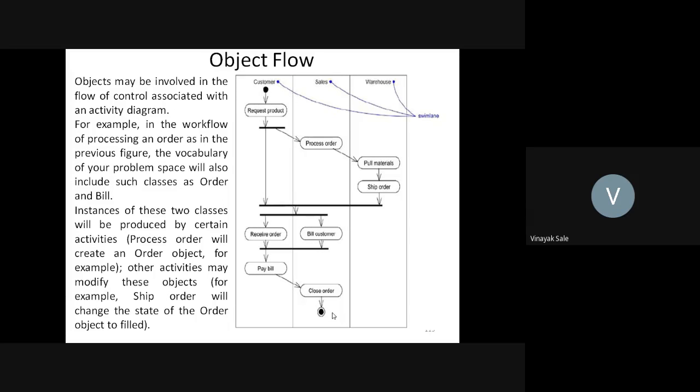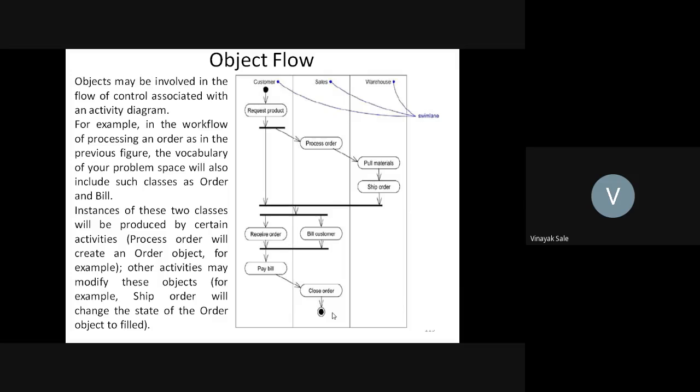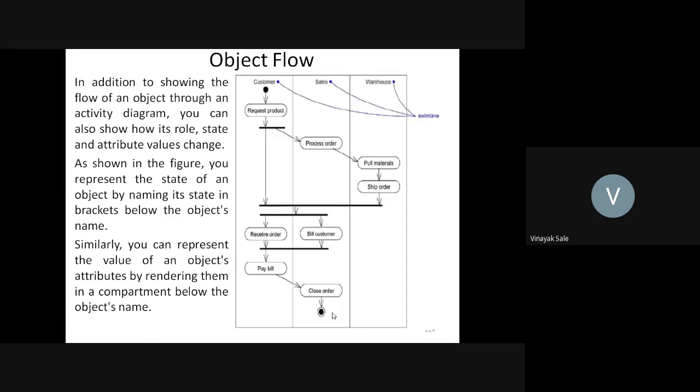So objects may be involved in the one flow of control associated with an activity diagram. For example, in the workflow of processing an order, as in the previous figure, your problem space will include classes such as order and bill. See in this figure, order and bill. Instances of these two classes would be processed by certain activities, and other activities may modify objects. So in addition to showing the flow of objects through an activity diagram, you can also show how role, state and attribute values change. As shown in the figure, you represent the state of an object by naming its state in brackets below the object's name. Similarly, you can represent the value of an object's attributes by rendering them in a compartment below the object's name.